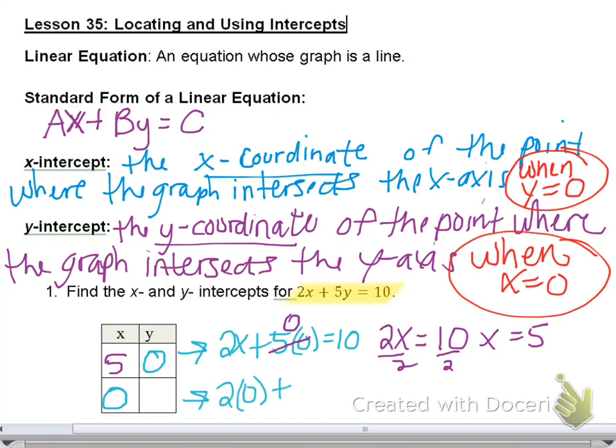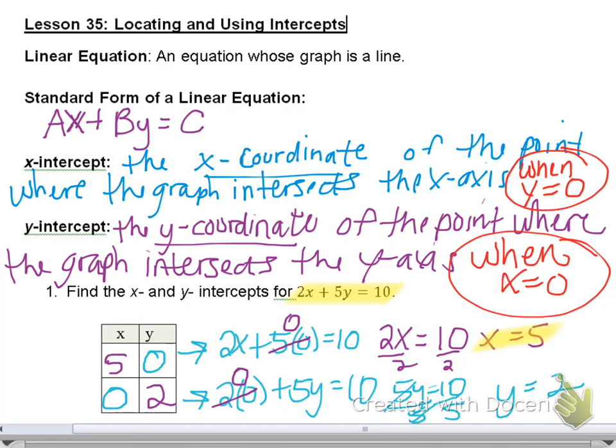So that's the x-intercept. And for the y-intercept, we'll use the same equation, but we'll fill in 0 for x this time. And then we'd have 5y equals 10, because 2 times 0 is 0, and 0 plus 5y isn't going to change 5y. We divide by 5 on each side, and we have y equals 2. So this is our x-intercept, and this is our y-intercept.